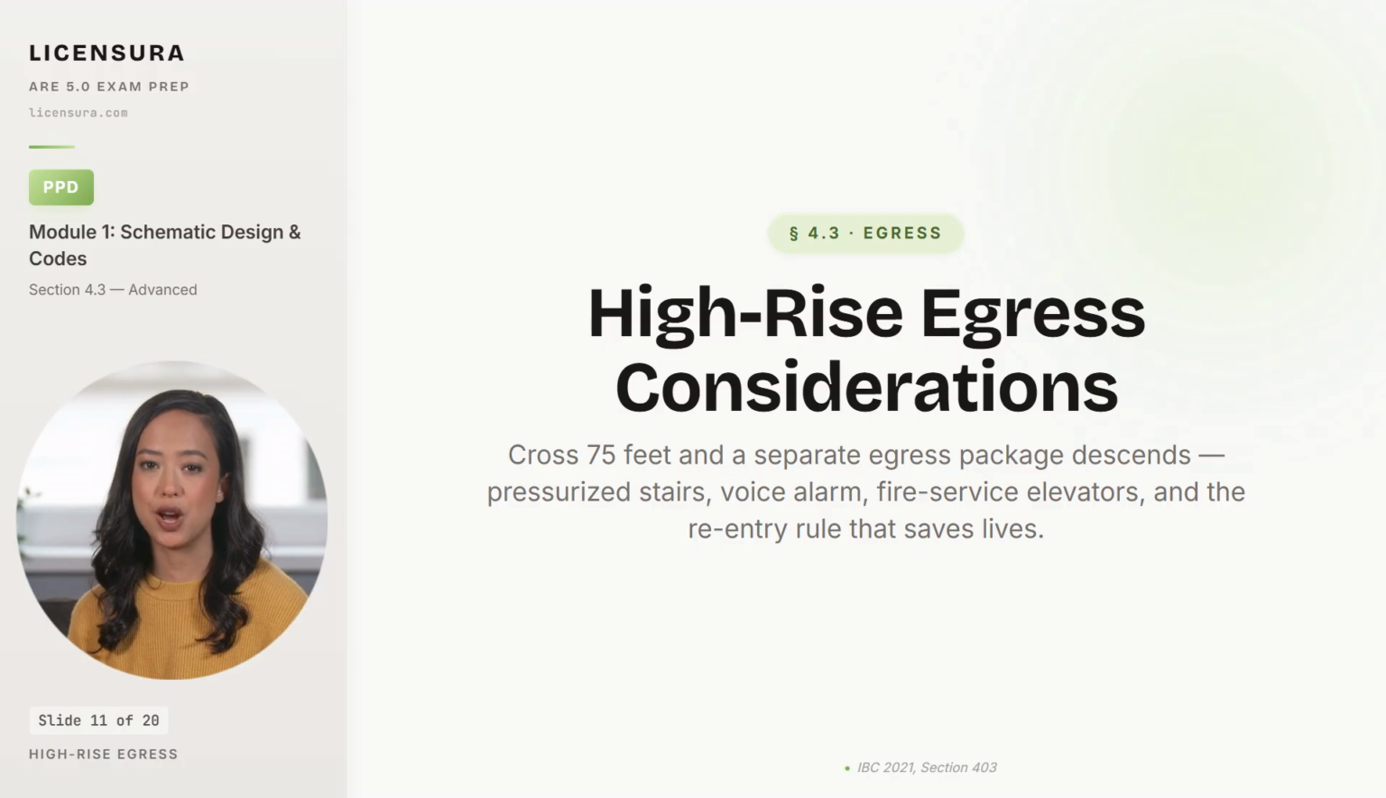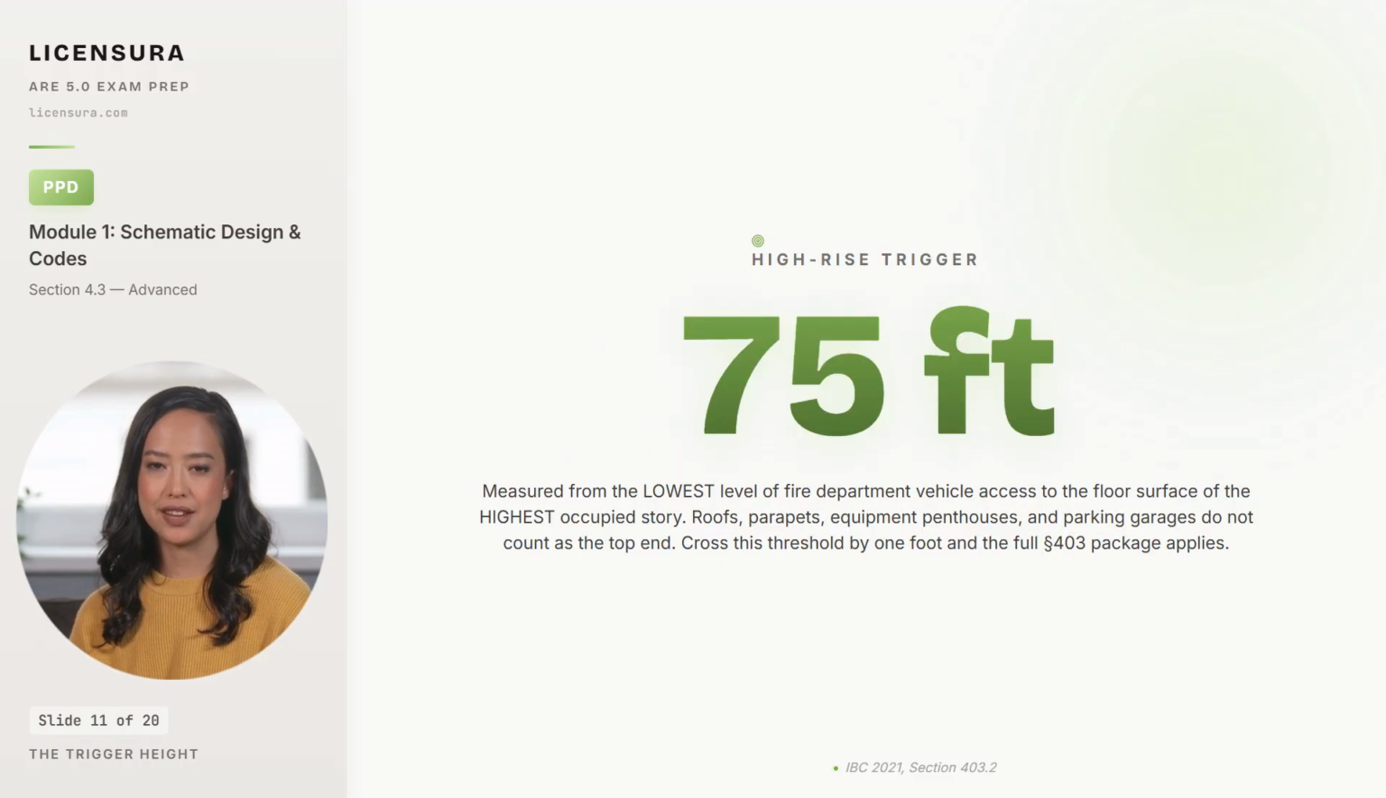Pass the threshold by 1 foot and you owe every line item. Miss any of them on the permit set and the plan reviewer rejects the package. The firm absorbs the redesign cost, or worse, an occupant gets injured during evacuation and the firm gets sued for negligent design. The trigger height is the single most important number in the whole framework. 75 feet.